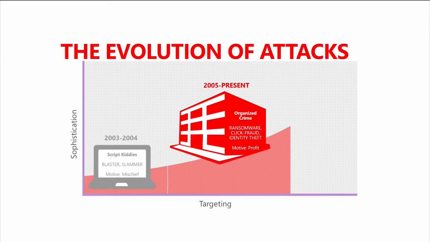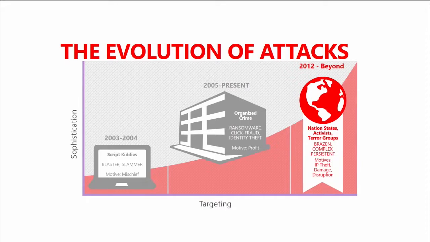As cybercrime is not a hobby anymore, the attacks started to evolve as well. In 2003, we used to have script kiddies. Everybody who had access to Metasploit, Kali, or similar software thought they were hackers. But the volume was high and the impact was low. In 2005, hackers started to be much smarter. They started to organize the crime and target the attacks. And after 2012, nation states, activists and terror groups started to be really effective, and the impact started to be high as well.